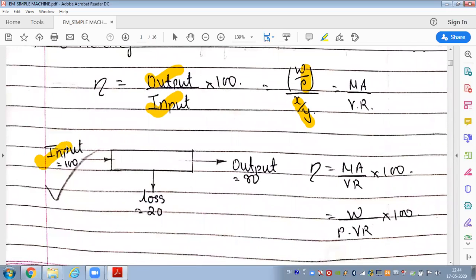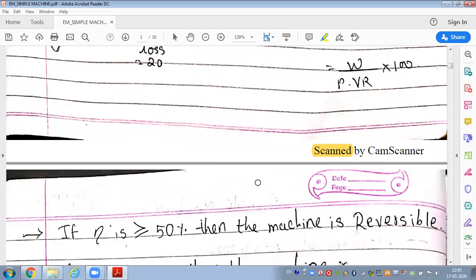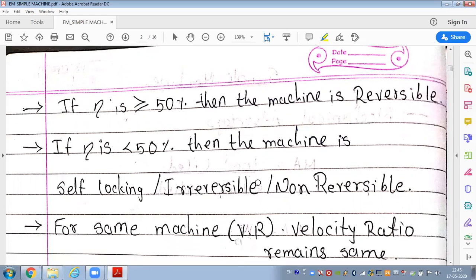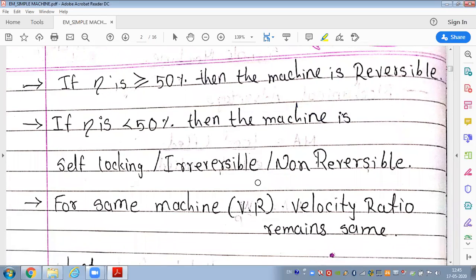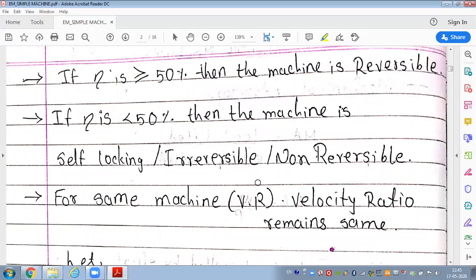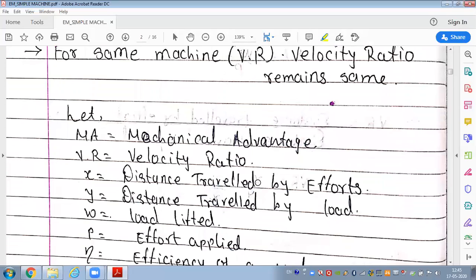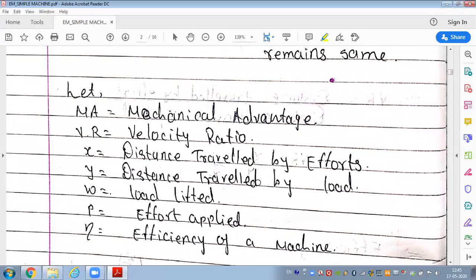A small example is given here. If the input is 100 and the output obtained is 80, then 20 is the loss of the machine. The next slide indicates the key points of efficiency. If the efficiency is greater than or equal to 50%, then the machine is reversible. If the efficiency is less than 50%, then the machine is self-locking, irreversible, or non-reversible. For the same machine, the velocity ratio remains the same.